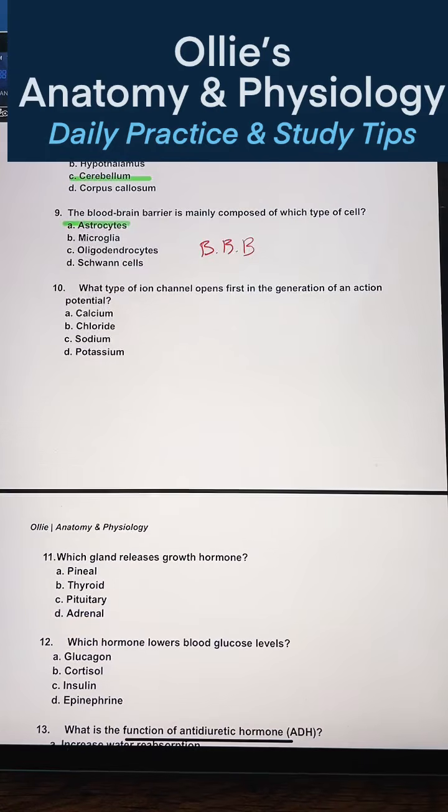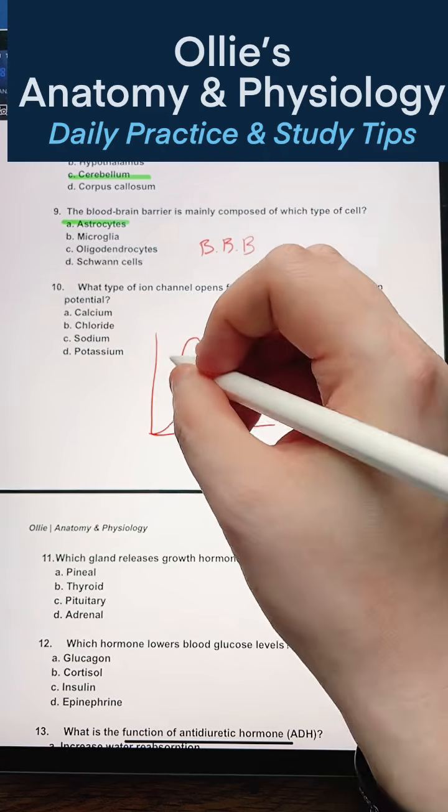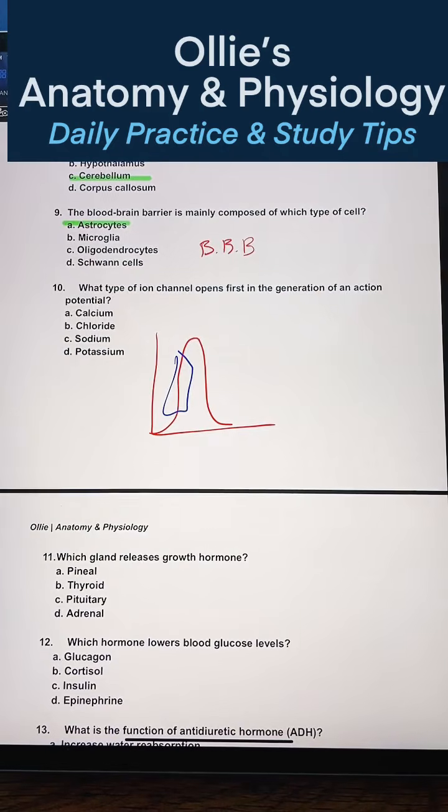Number 10, which ion channel opens first in the generation of an action potential? Hopefully you were paying attention to the questions that we've been going over. We just talked about an action potential here. So this part here, I'm going to circle it in blue. This is the generation of action potential. This is our depolarization. Which one is this going to be? A, B, C, or D?